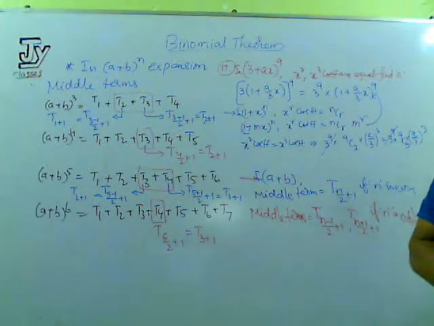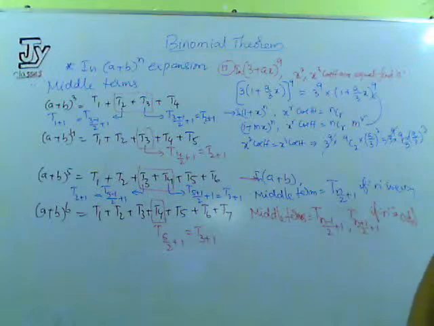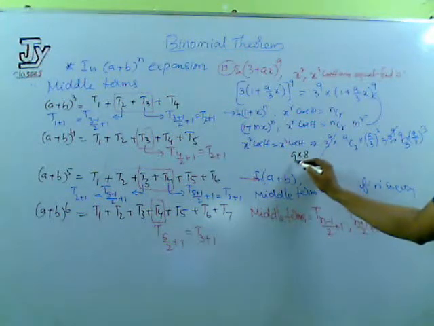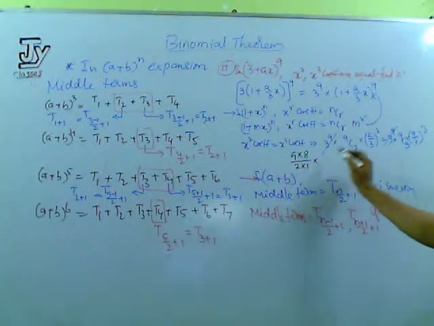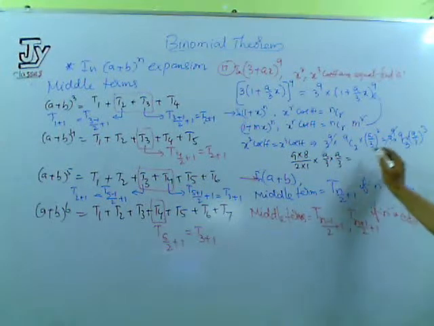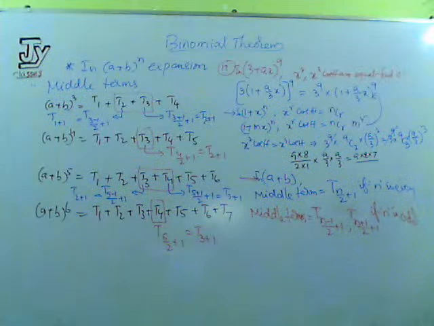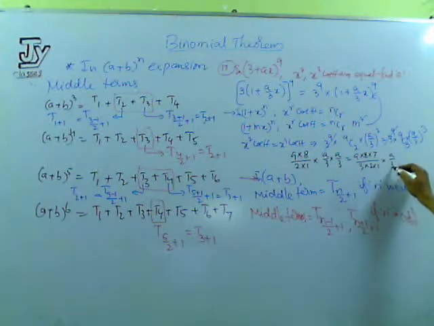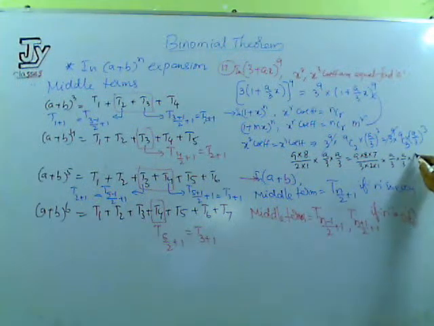9C2. So how do we have to write 9C2? 9C2 means 9 minus 2 is 7, so up to 7 but not 7: 9 into 8 by 2 into 1 into a/3 into a/3 is equal to 9C3, which means 9 into 8 into 7, up to 7, by 3 into 2 into 1 into a/3 into a/3 into a/3.